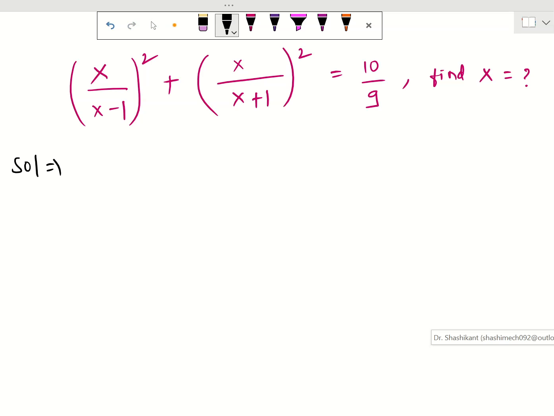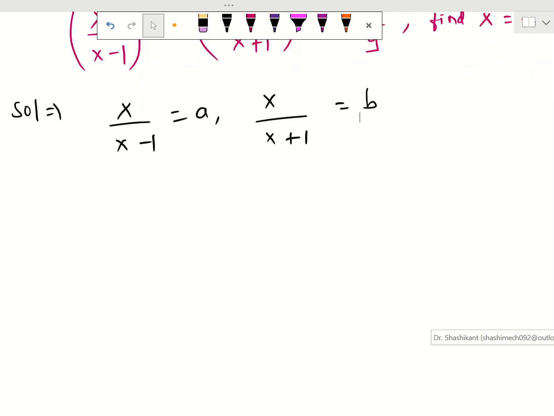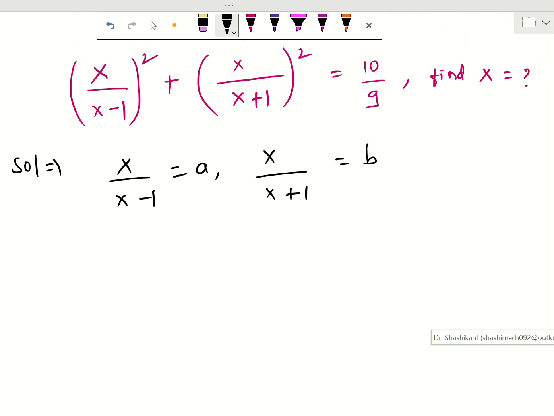So here, inside the bracket, x over x minus 1, that one we consider as a, and inside the bracket of x over x plus 1, we consider this one as b. Okay, now substitute these values in the given equation, then it will be a square plus b square is equal to 10 by 9, right?